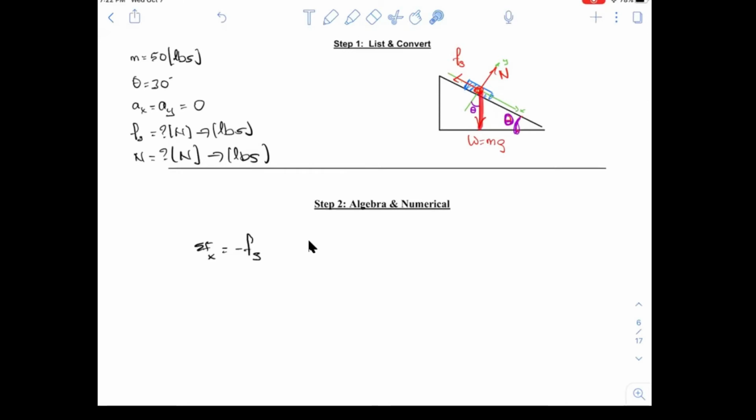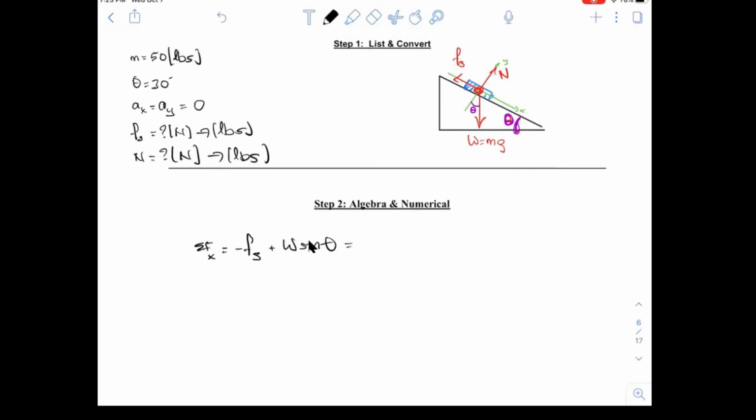All right, notice that the weight has a component along this direction. So this is the x component of this weight. The x component of this weight is going to be W times sine of the angle, right? This component is pointing along the positive x direction, which means that it's going to be plus W sine of the angle.